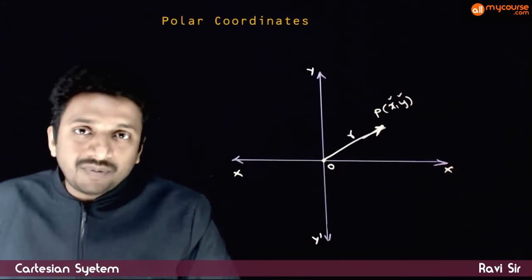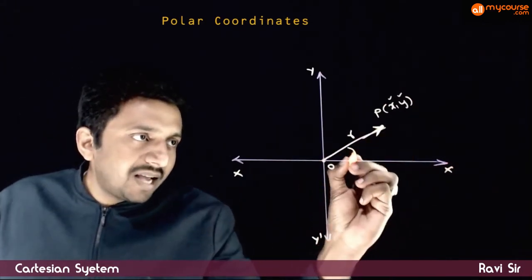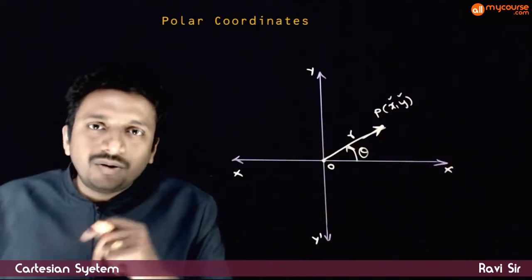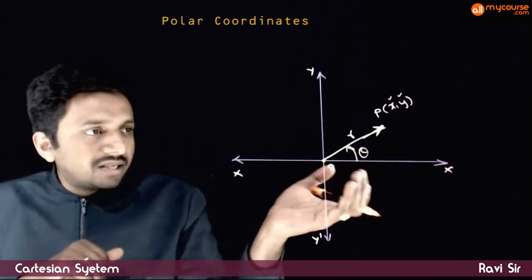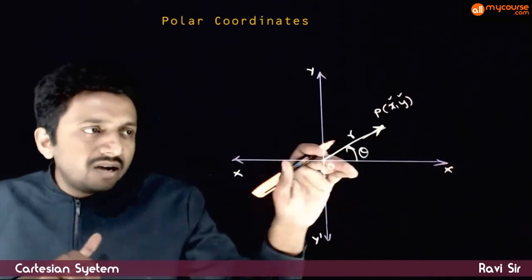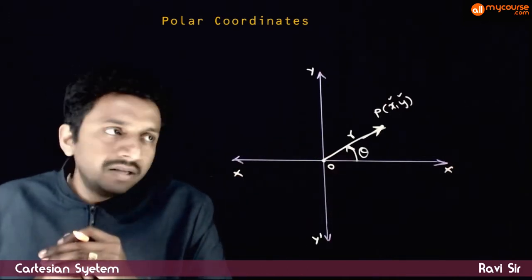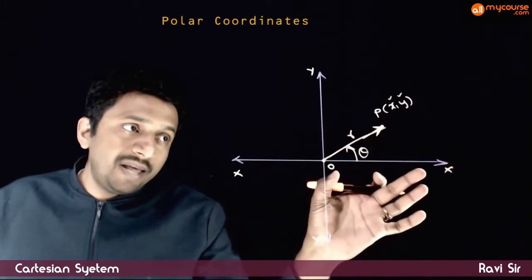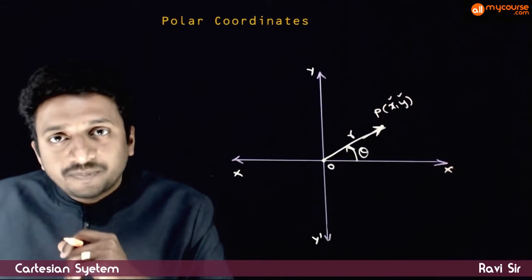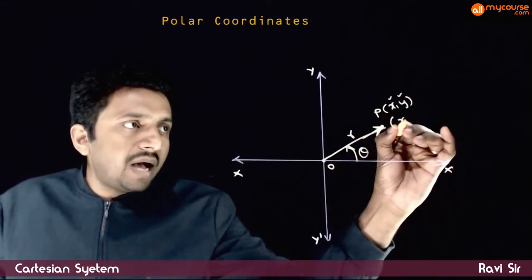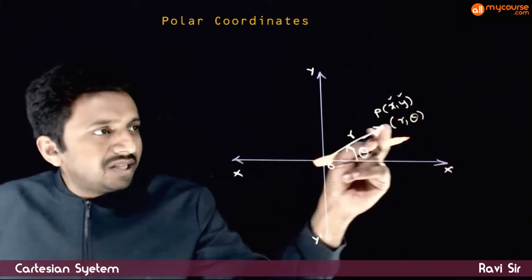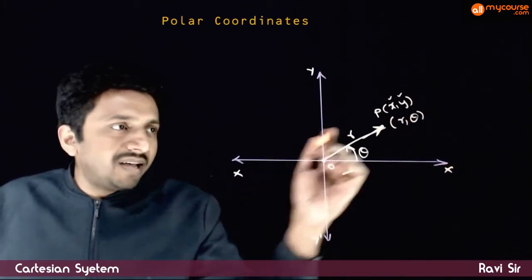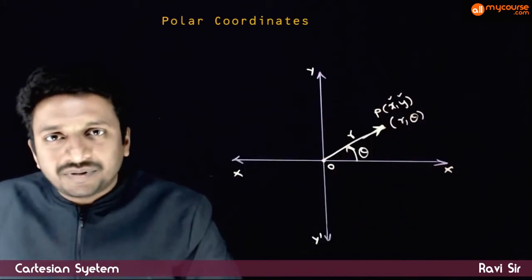Now let me give another information that OP is making an angle of theta with the positive direction of x-axis. That is, using the standard convention of trigonometry, counterclockwise angles are positive, clockwise angles are negative. So OP bar has a length of R and OP bar makes an angle of theta with the positive direction of x-axis. So now instead of x and y, if I give you R, theta, using these two numbers also, you can uniquely define the point which these coordinates represent.